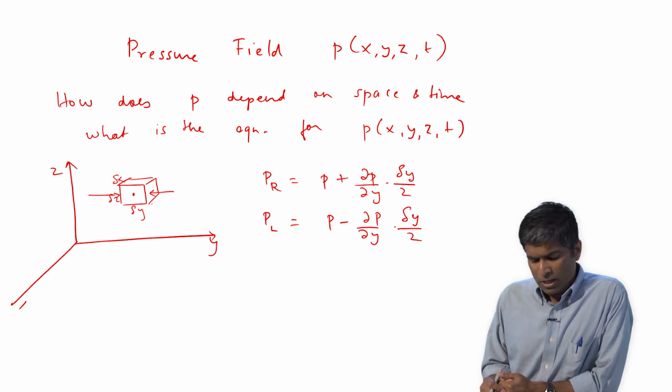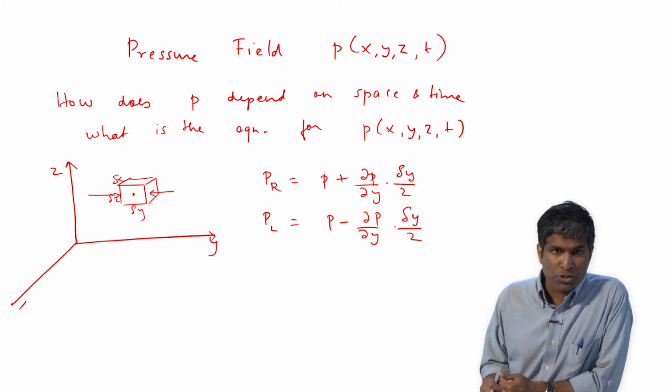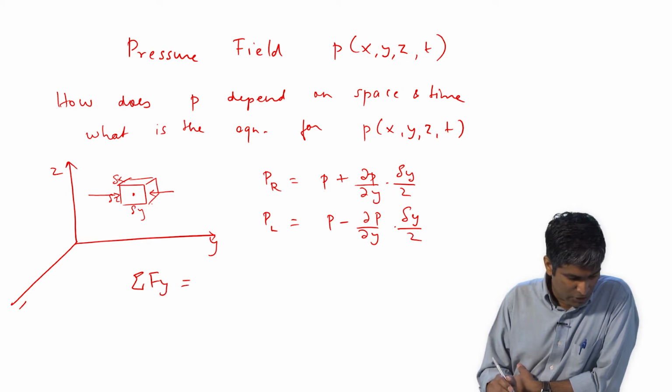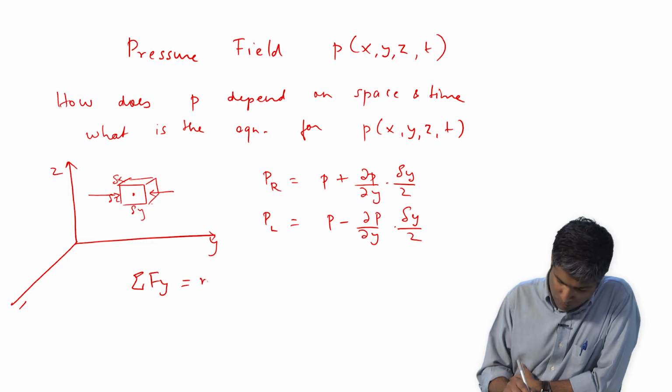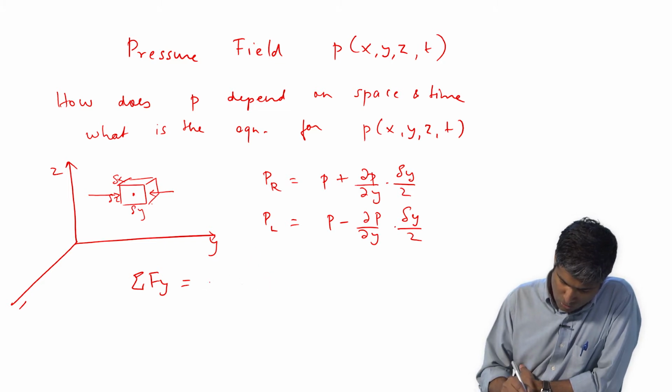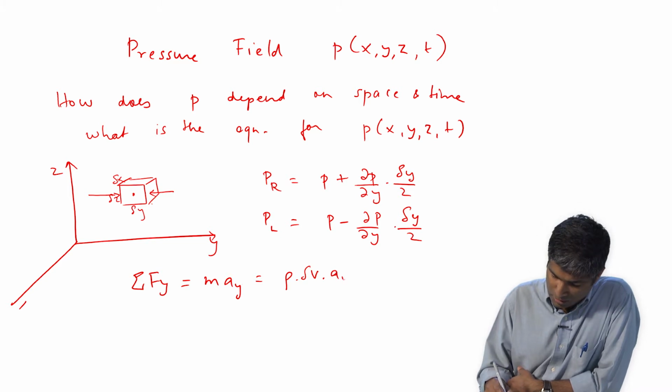So if I were to now take the total force acting in the y direction, that would be summation Fy. This time we'll retain an acceleration term and we'll say that's Ma, which in this case would just be May. So it's just M times Ay, which would be rho times delta V times Ay. Let's write that out in full.